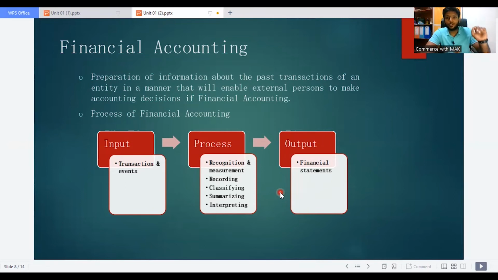So management accounting is also an important area in your A level. I will teach you in grade 13, when we will be learning a lot of areas. So now, what is financial accounting?